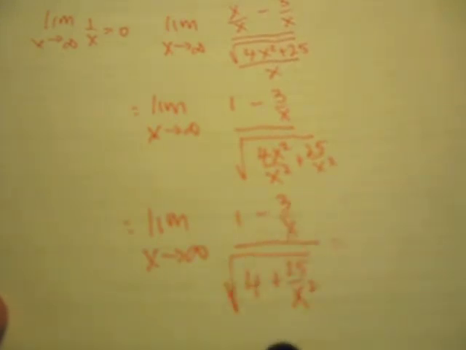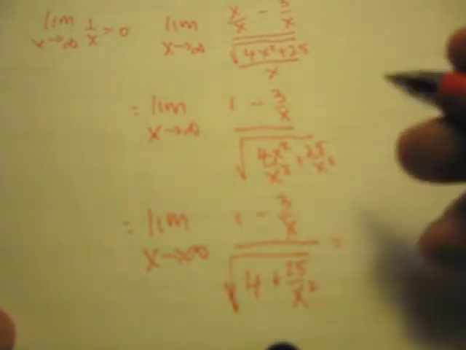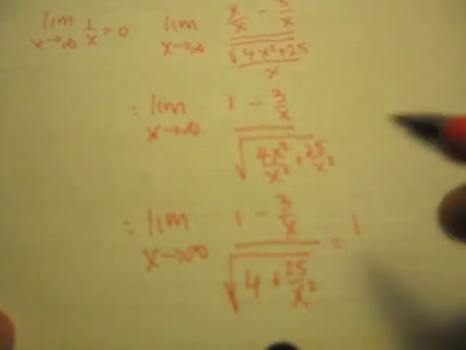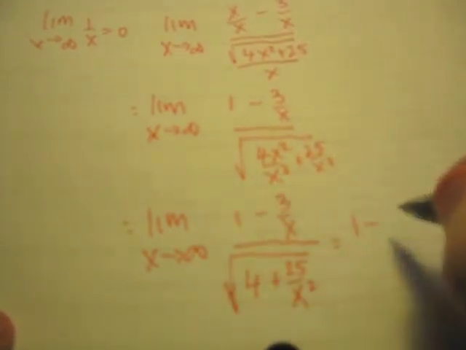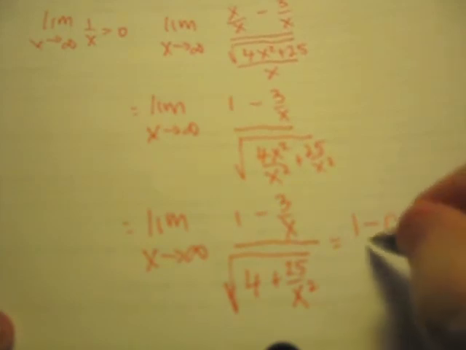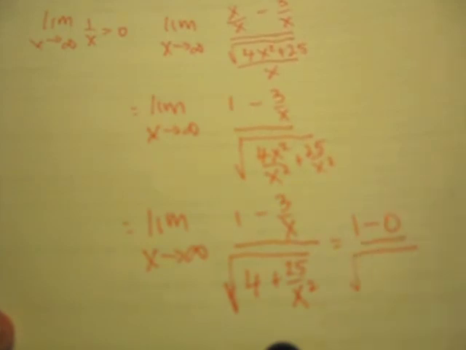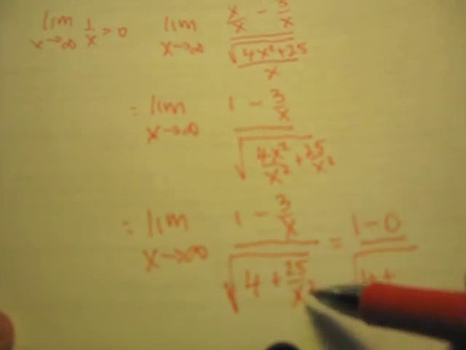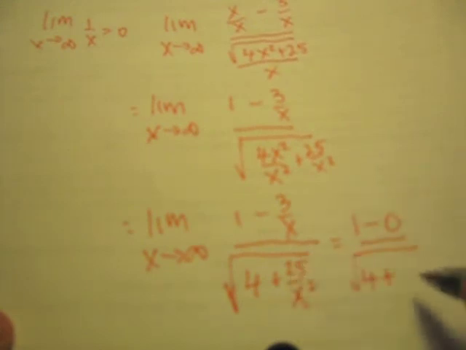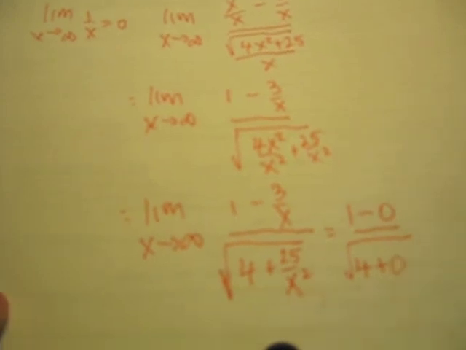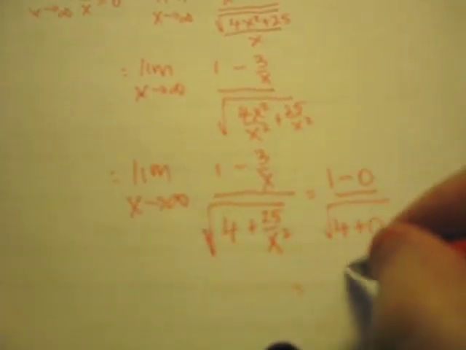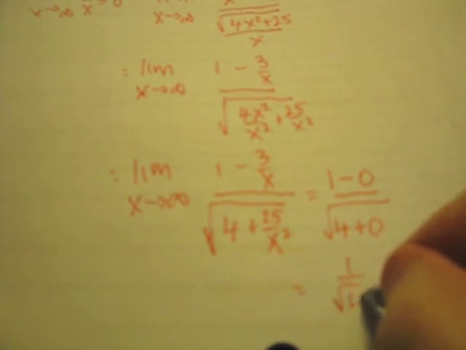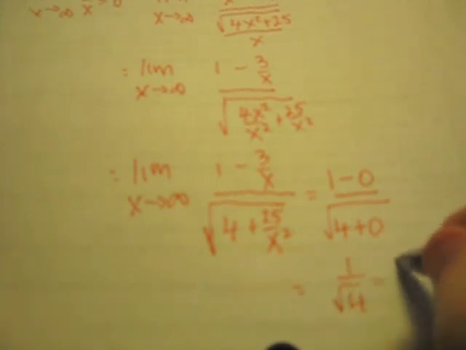Now what we do is we take the limit. Alright, now the limit of 1 is 1, and the limit of 3 on x as x goes to infinity is 0, and this becomes the square root of 4 plus, the limit of 25 on x squared as x goes to infinity is 0, and so this becomes equal to 1 over the square root of 4, which of course is 1 over 2, and this would be the limit.